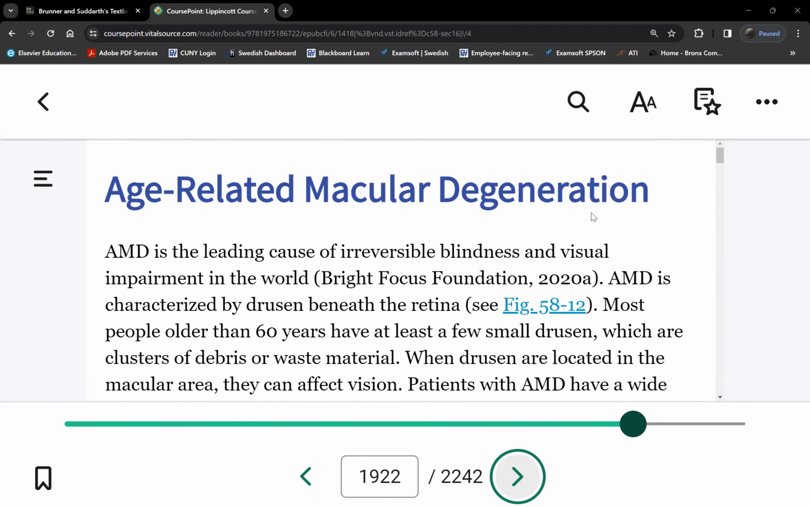Okay, out of time. You know what? The macular degeneration is 2 minutes. Okay, let me finish it.